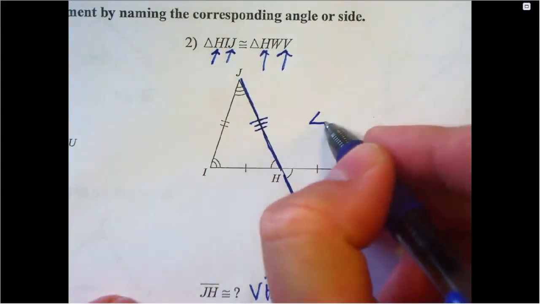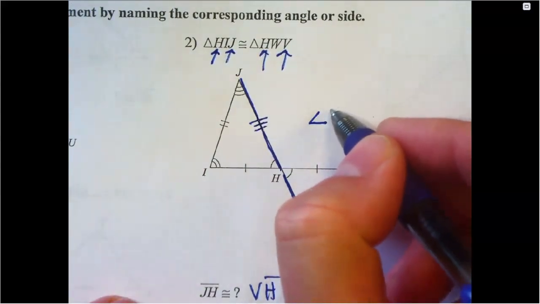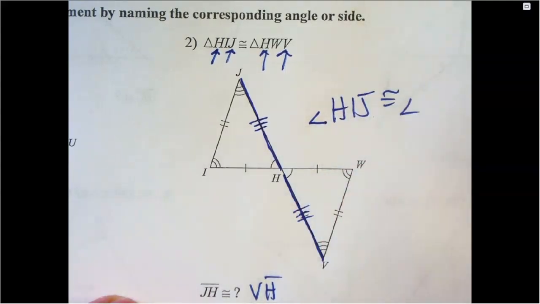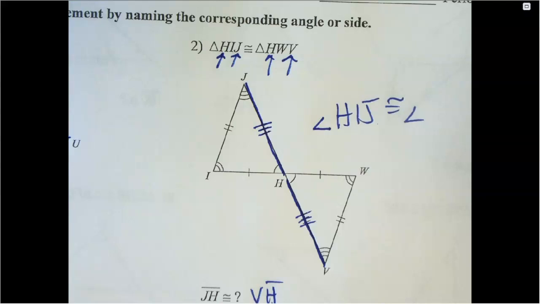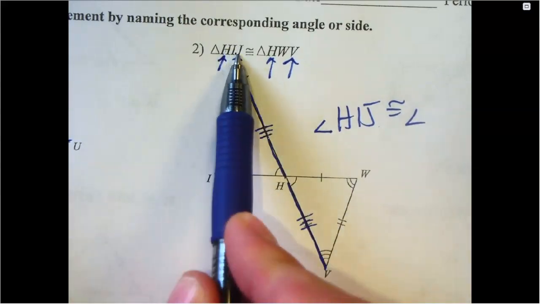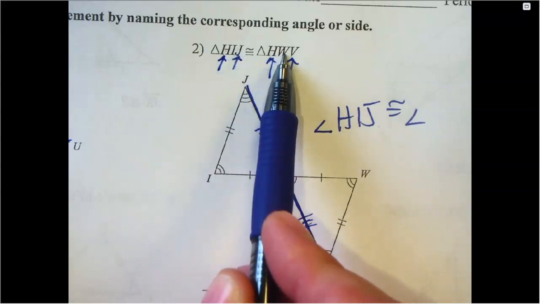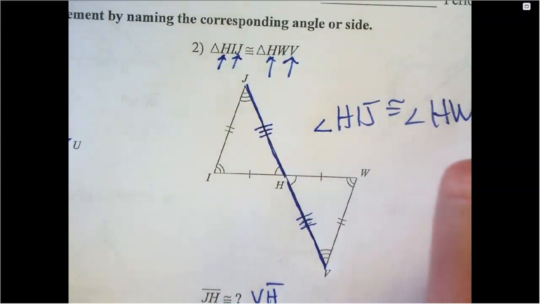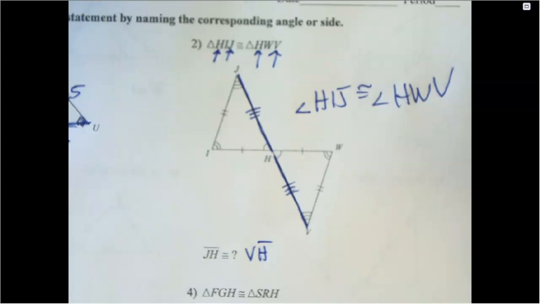If I said angle HIJ is congruent to, tell me, HW. So you do the same order. HIJ is just the first letter, second letter, third letter. So that matches up with the first and second letters. So HW. Question on those two? Alright, up to 11 with me.